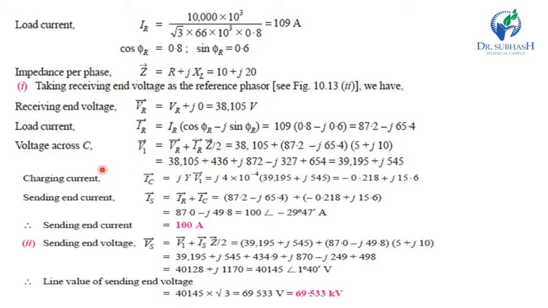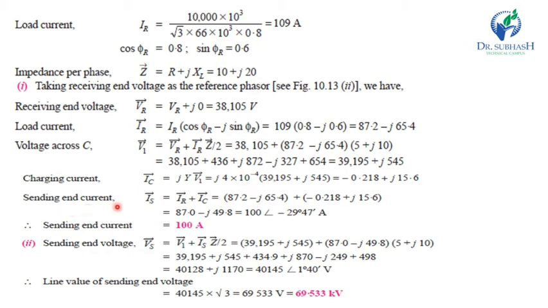Now charging current IC, which is equal to J omega C V1. Omega C is the susceptance of our transmission line, which is called Y, given as 4 into 10 raised to minus 4. V1 we get the value 39,195 plus J545. Put all the values and we get IC, which is equal to minus 0.218 plus J15.6.